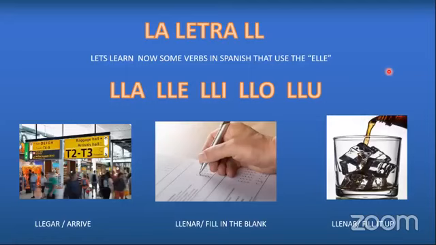Let's learn some verbs that you can use in Spanish that use the letter L. Remember, ya, ye, li, yo, yu. The verb arrive, in Spanish, we say llegar. Let's listen to the pronunciation. Llegar, llegar, llegar.